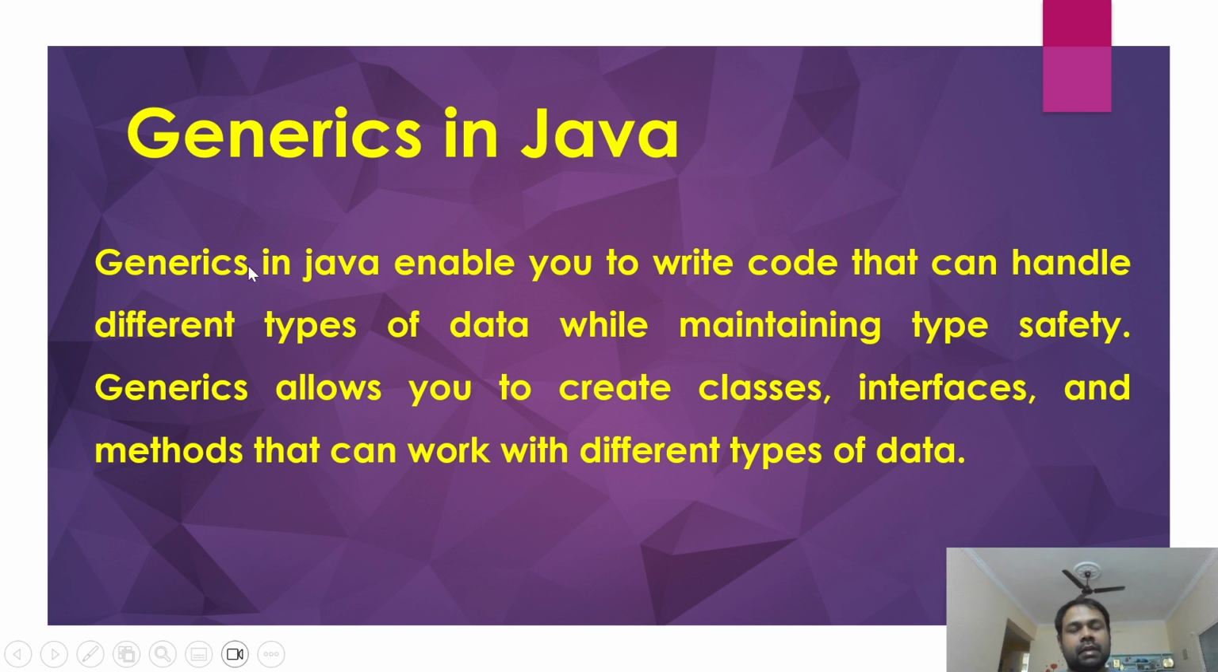Generics enable you to write code that can handle different types of data. Here, types refers to the different types of data: sometimes integer, sometimes string, sometimes double, sometimes floating point. Whenever we create a class with fields of integer type, we can store only integer type of data.